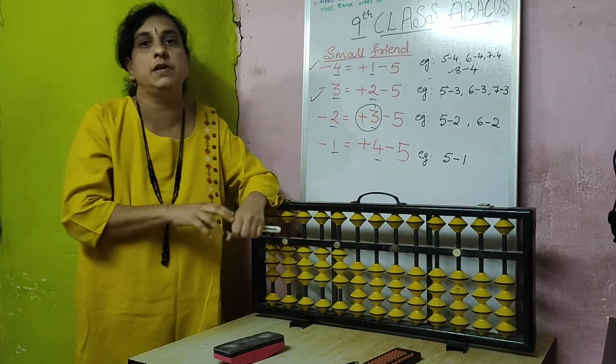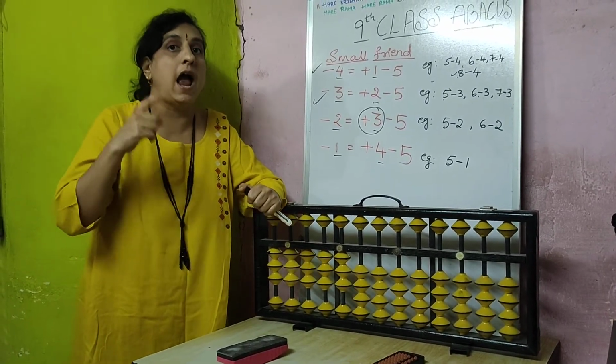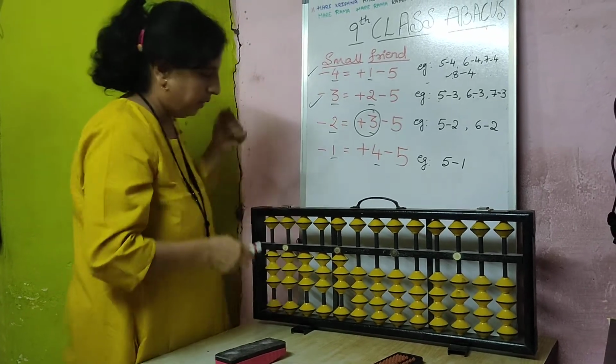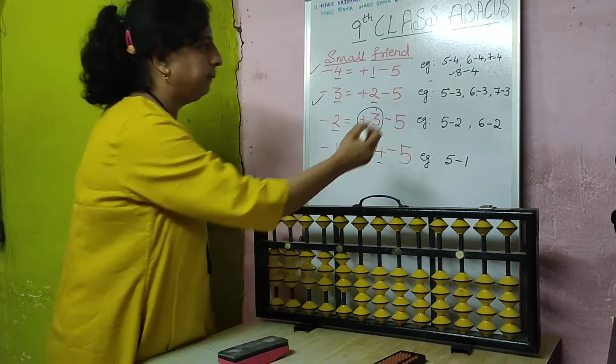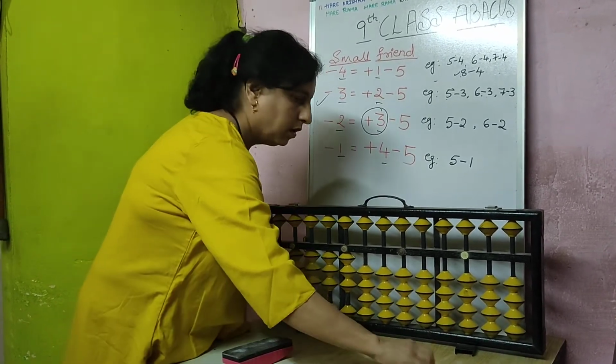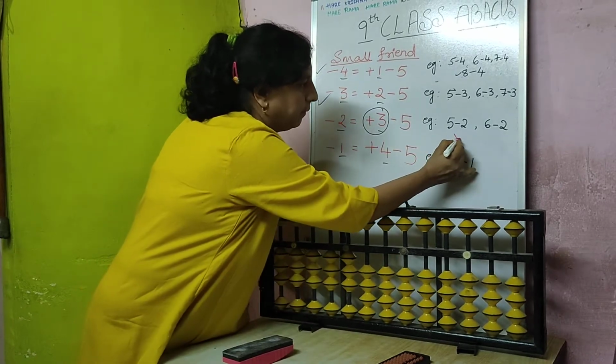Plus 3 minus 5 means what I have done? Indirectly, I have done minus 2, the number minus 2. So my answer, 5 minus 2, is 3. For this, the answer is 3.